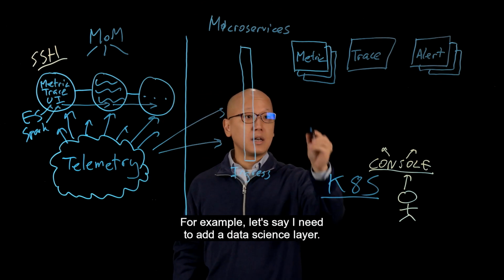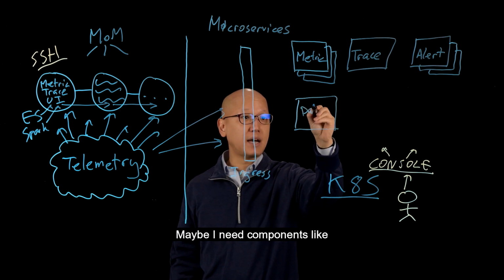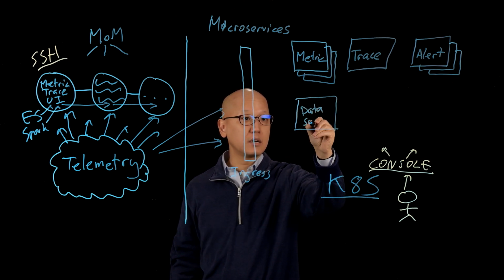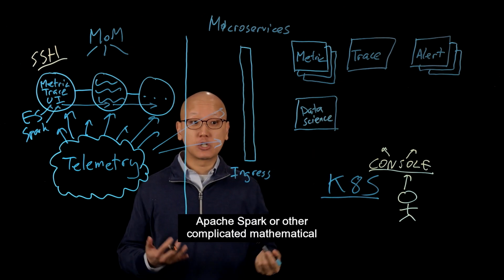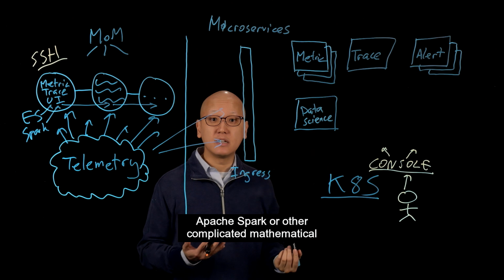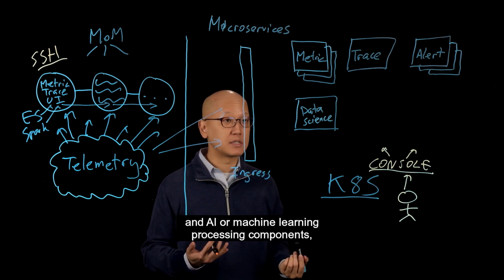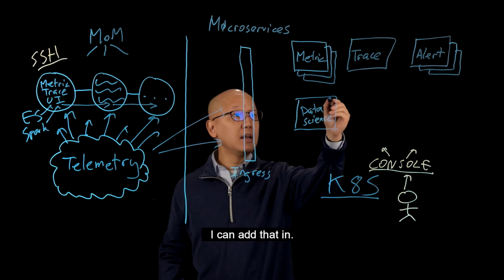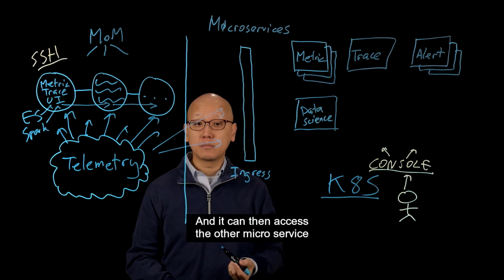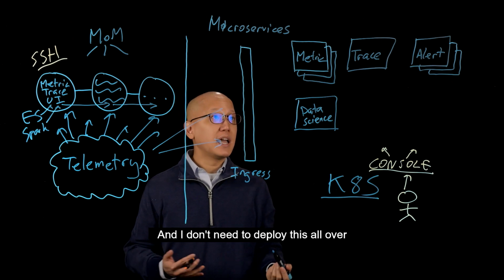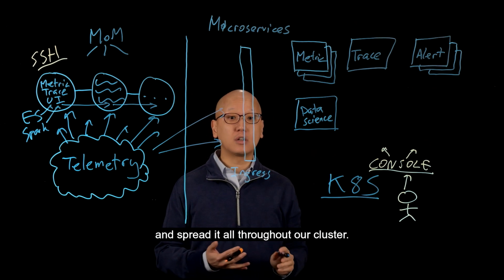This also enables us to add bold new functionality into our system more easily. For example, let's say I need to add a data science layer. Maybe I need components like Apache Spark or other complicated mathematical and AI or machine learning processing components. I can add that in, and it can then access the other microservice functionality that it needs, and I don't need to deploy this all over and spread it all throughout our cluster.